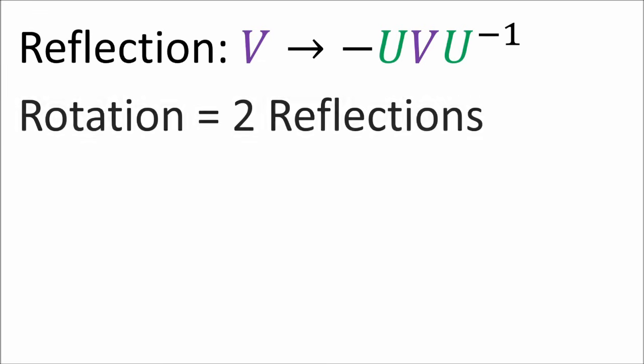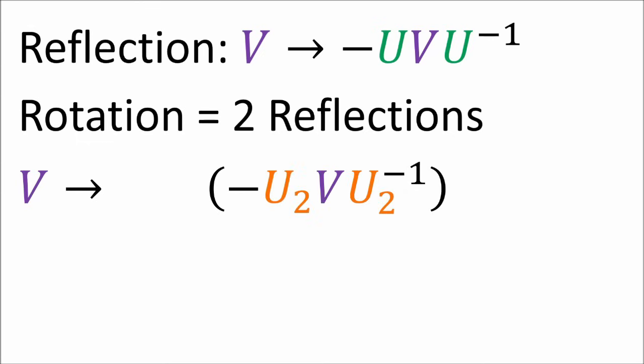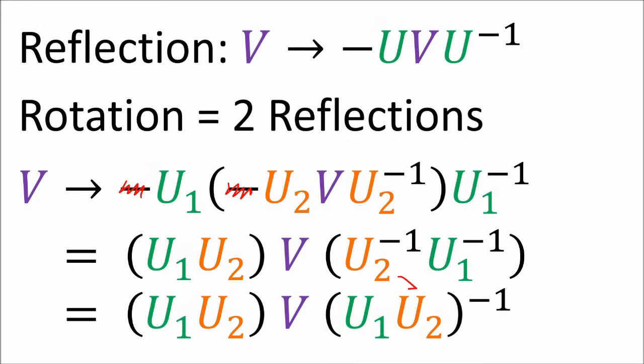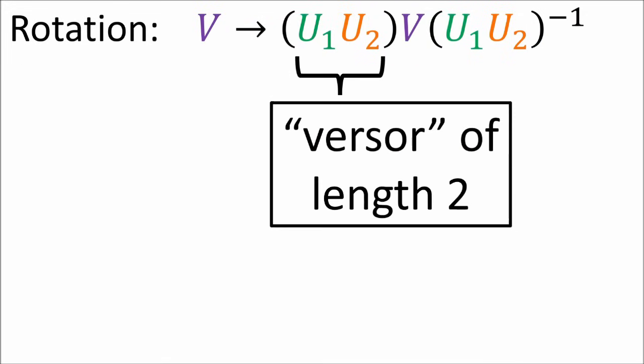Next, we learned that a rotation is just a pair of reflections. So we can rotate by doing two reflections with U2 and U1. The negative signs cancel, and we know the product of inverses is just the inverse of the product in the reverse order. Here I'll call U1, U2 a versor of length 2.